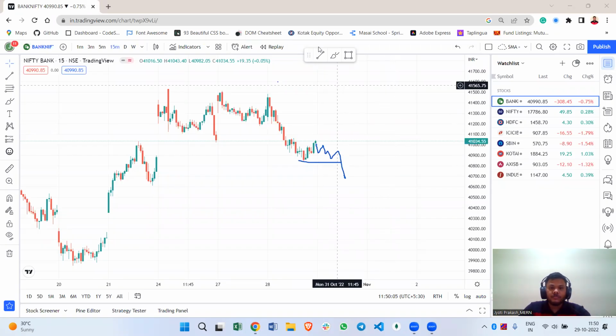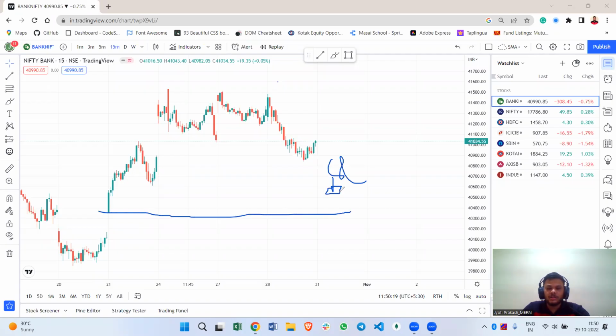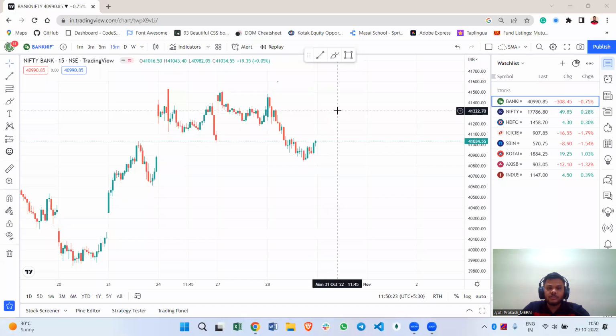Okay. And one thing can happen here: if it opens gap down and closes below 40,600, and if it shows any negative scenario there, then we're going to take a trade for selling, and our target will be 40,400. But if it opens gap up and if it closes above 41,250, then we're going to take a trade for buying, and our immediate target will be 41,500.